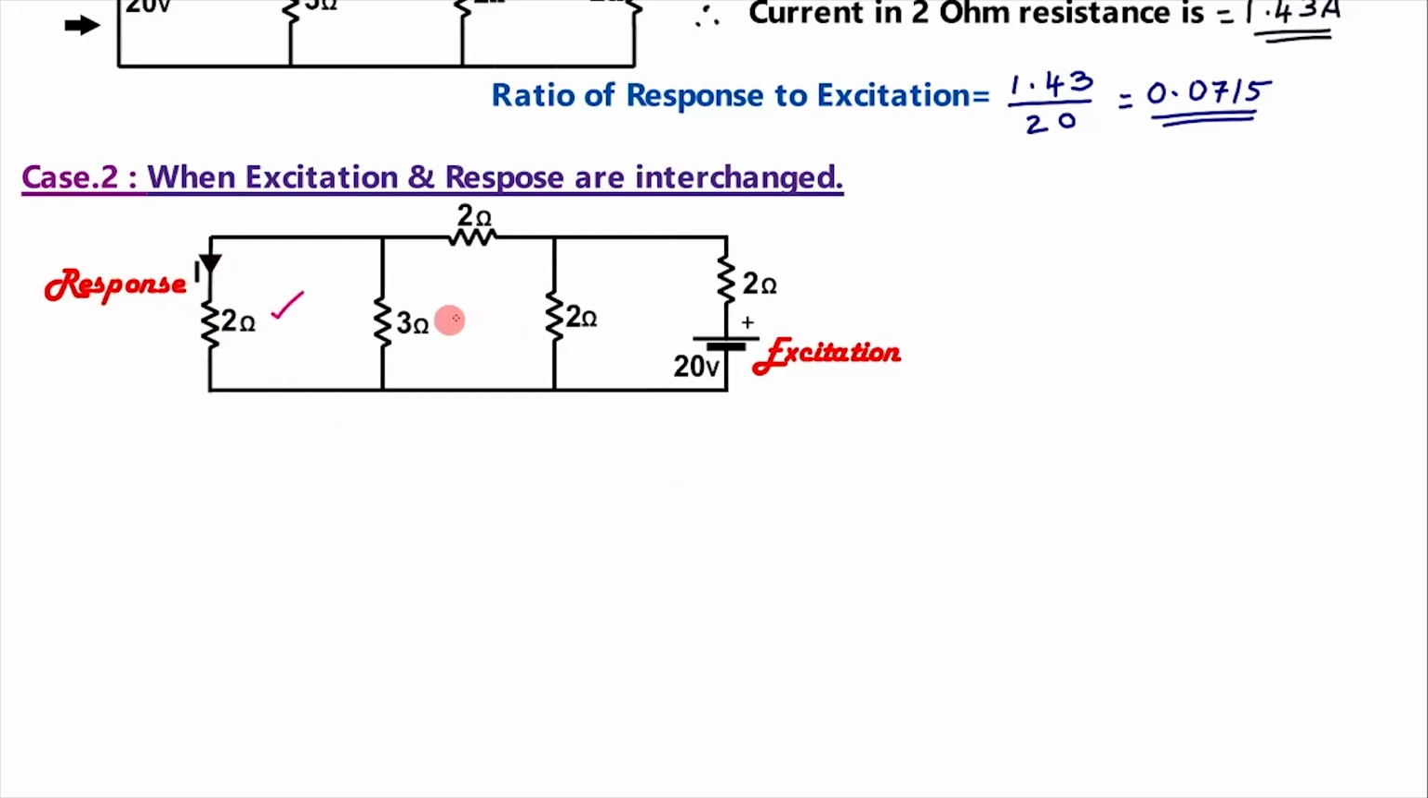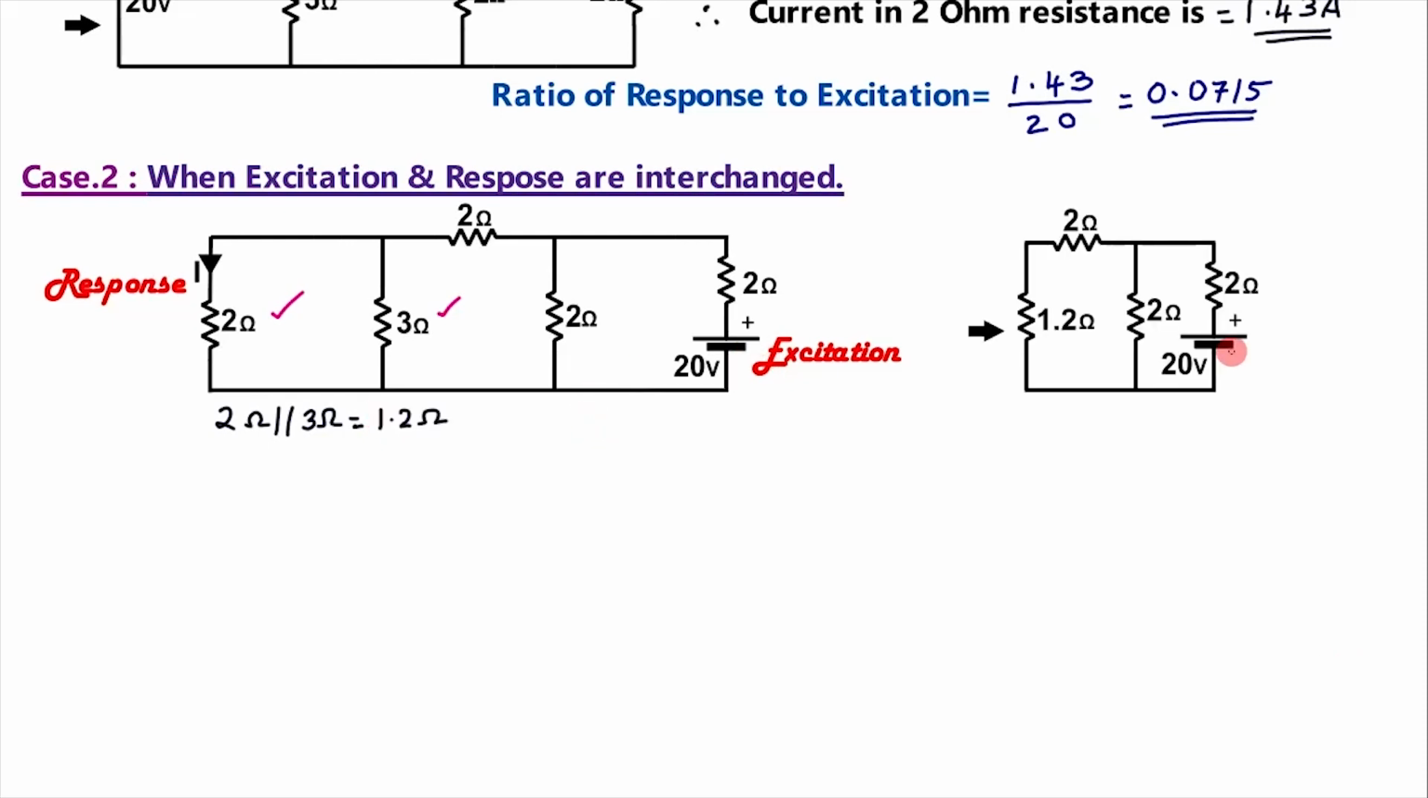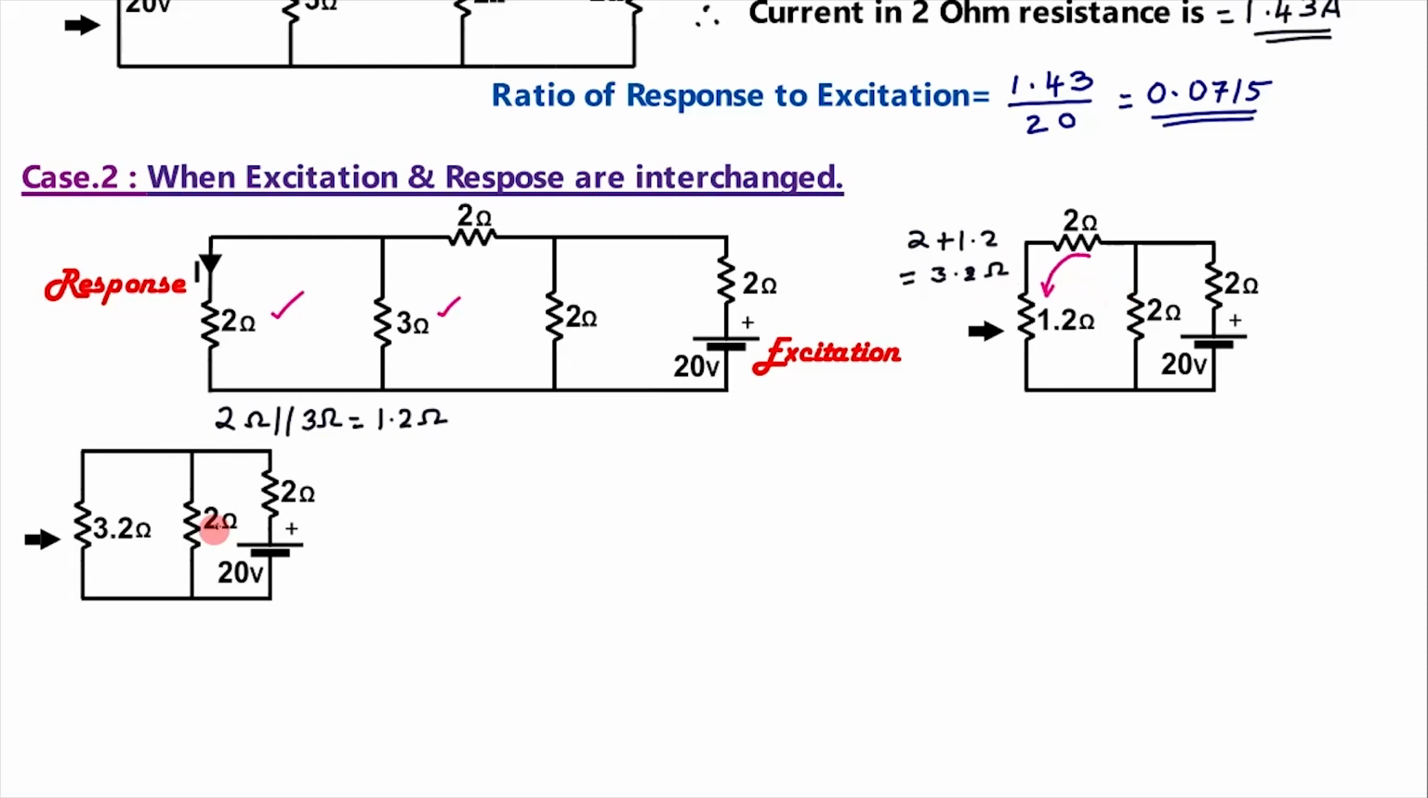As this 2 ohm and 3 ohm are in parallel, the effective resistance of these two becomes 2 ohm in parallel with 3 ohm, which is equal to 1.2 ohm. So our circuit can be drawn like this. See, the excitation is here, this 2 ohm is there, this 2 ohm is there, and these two in parallel give 1.2 ohm. Now, as this 2 ohm and 1.2 ohm are in series, the effective resistance is 2 plus 1.2, which is equal to 3.2 ohm. So our circuit comes like this.